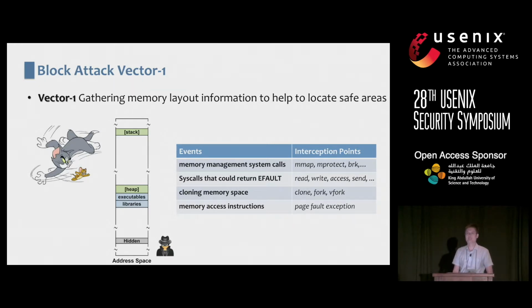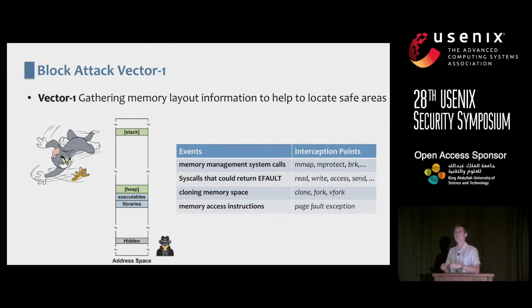Okay, let's see how SafeHidden blocks these attack vectors. To block vector 1, SafeHidden intercepts all the events that may be triggered by the attackers. The first are memory management system calls, such as mmap, mprotect, and brk. Attackers could use these system calls to scan the memory or fill the memory holes. The second is system calls that could return the EFAULT value. Attackers could use them to scan the memory without crashing the system. The third is cloning memory space. The last is memory access instructions.